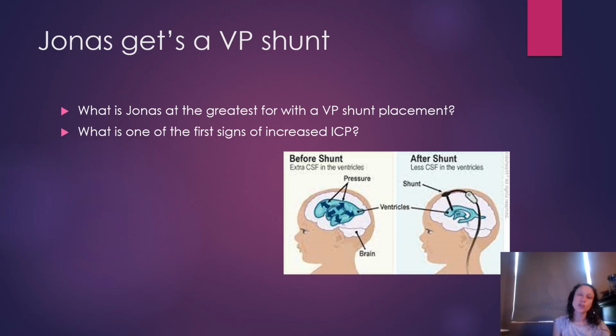So what is Jonas at the greatest risk for with a VP shunt placement? Now remember, it's infection. So redness at the surgical site, fever, increased fussiness, increased signs of increased intracranial pressure would definitely lead us to investigate, make sure it's an infection. And then our normal signs for infection too. If he's older, he is going to have a normal white count jump up. He's going to have that ESR, the CRP. If it's becoming systemic, it might be lactate. So we'll see that with him.